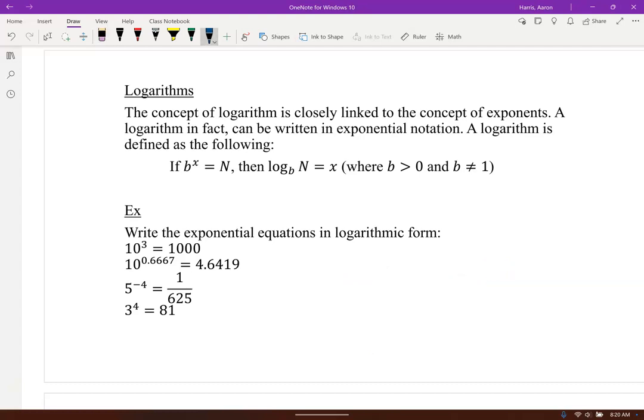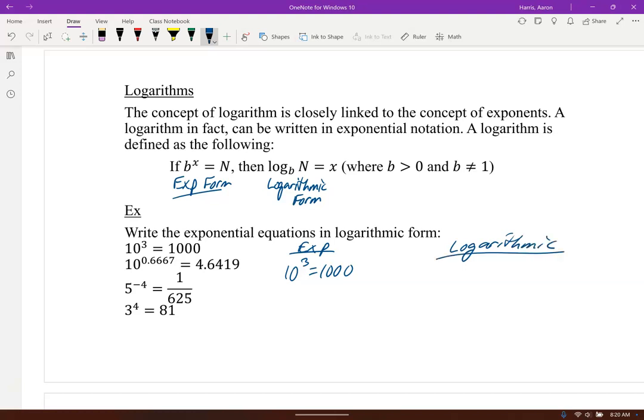So logarithms can be written in two forms, okay? If b to the x equals n, this would be the exponential form of a logarithm, and this is the logarithmic form over here: log base b of n equals x. So for example, 10 to the third equals 1,000. That right now is in exponential form, okay?